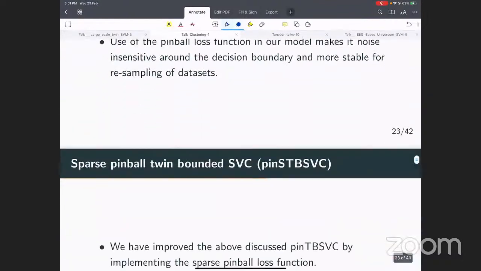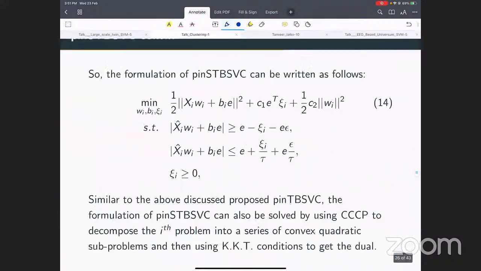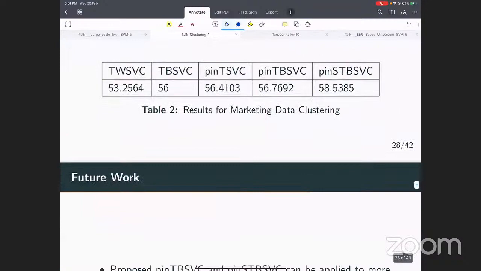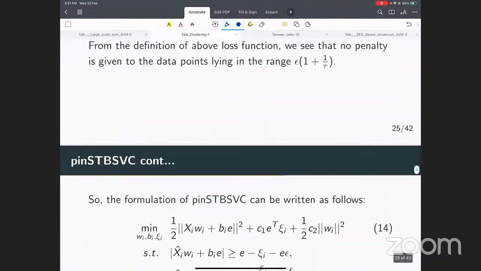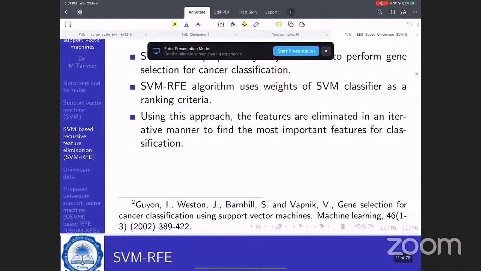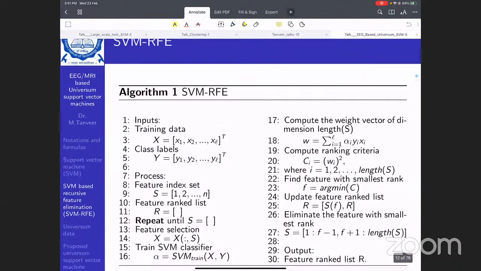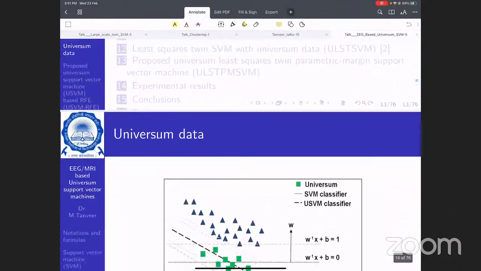Okay, so then we moved to a sparse version. Please have a look at our papers. Now I'll move towards a few more things, towards applications.